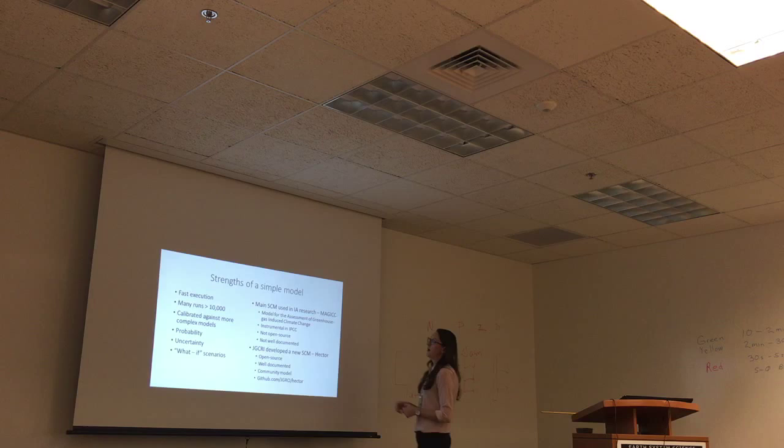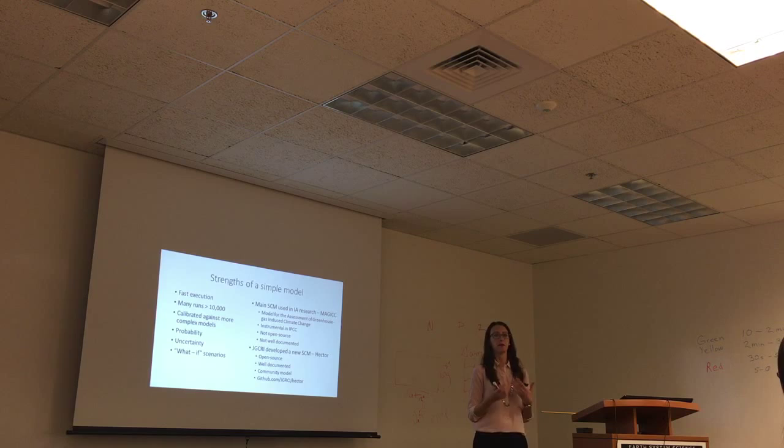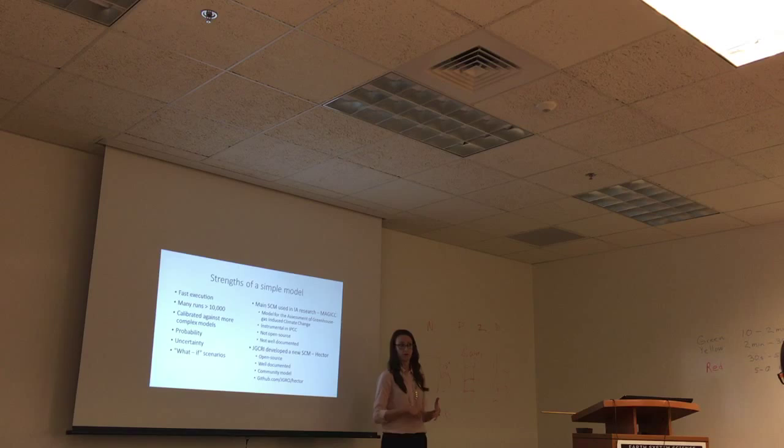The problem with MAGIC is it's not open source, so we don't have access to the code. It's really hard to get access to the code. It's not well documented, so if we want to go in and change anything, it becomes a little bit problematic. So over the last 5 years or so, JGCRI decided, you know what, we're going to build our own model.